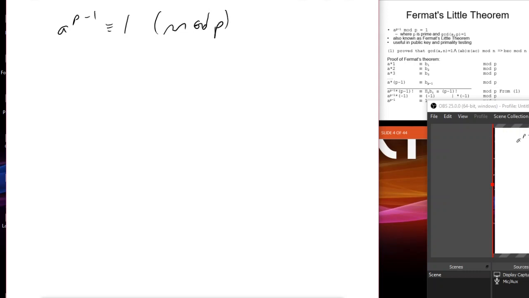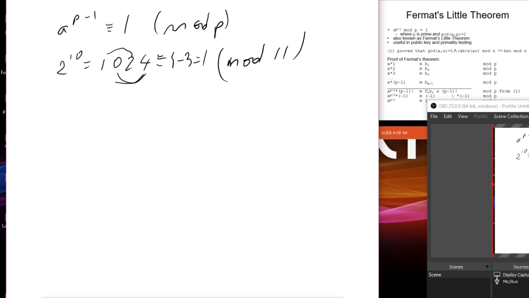Let's take some examples. An interesting small prime is 11, so the exponent would be 10. Let's take as an example 2 to the power 10. It is equal to 1024, which mod 11 is going to be 1 times 2 times 4, which is 4, minus 1 times 3, 2, which is 3, so it's going to be equal to 4 minus 3, equal to 1 mod p, which is mod 11. So the congruence is mod 11. Okay.